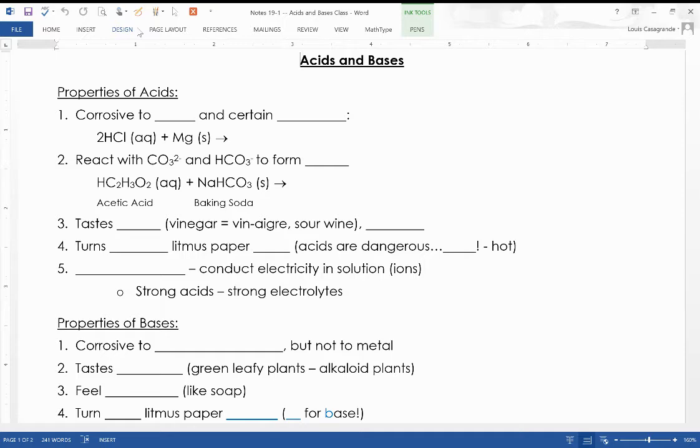So acids, as you may know, are corrosive to skin. So this is a chemical burn. If you get acids on your skin, that's going to burn. And they're also corrosive to certain metals. And this is a reaction we've seen before.